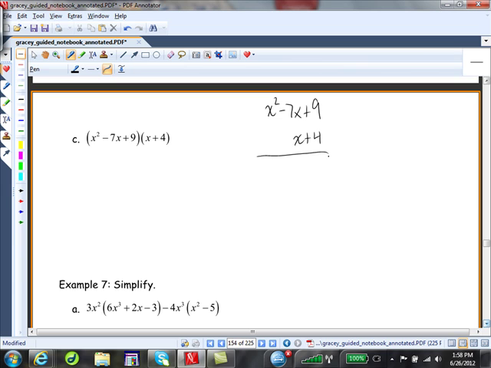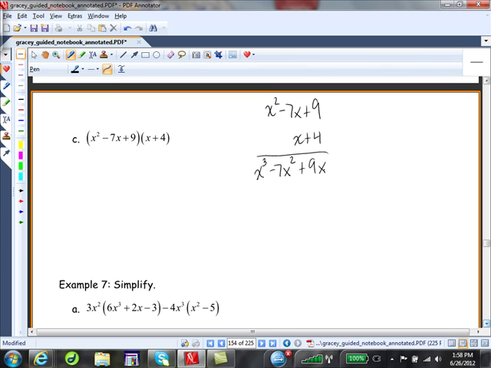So first we're going to multiply the x throughout, right? So this x is going to distribute to these three terms here, up here. So x times x squared is x cubed. X times negative 7x would be minus 7x squared. X times 9 is plus 9x. So I've done this first line.